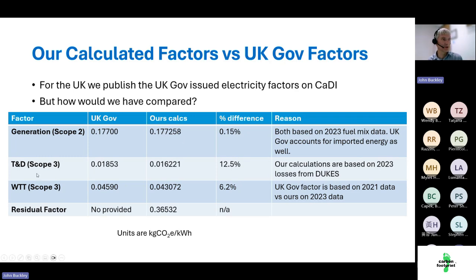The T&D, transmission and distribution loss, our calculations are based on the 2023 losses from DUKES database. I can't remember what the D stands for in DUKES, but it's the UK energy supply data, effectively. There's obviously a bit of difference here. I'm not totally convinced that the UK government updated their factor totally this year, so that might be the reason why. For the well to tank, we are slightly different, but the UK factor is based on 2021 data, whereas ours we've updated to 2023 data, so we're pretty confident that ours is more accurate than the UK government one. But we haven't published ours because I know everybody likes to use the UK government factors. And the residual factor, the UK government doesn't produce it within the greenhouse gas emissions factor set, so ours is kind of on its own there to use as you wish.